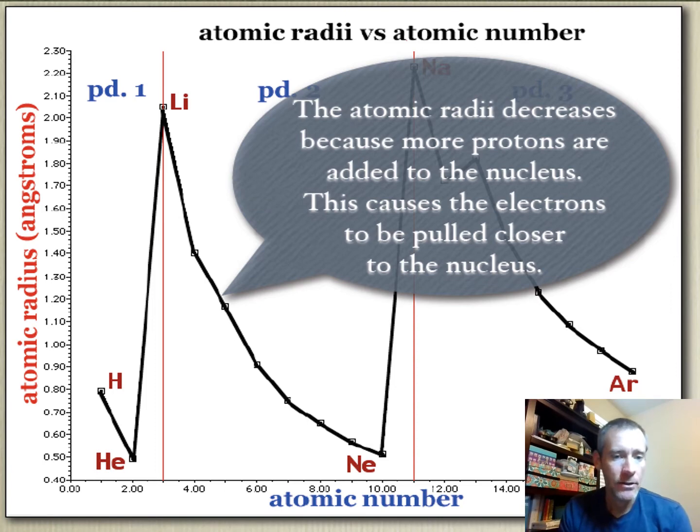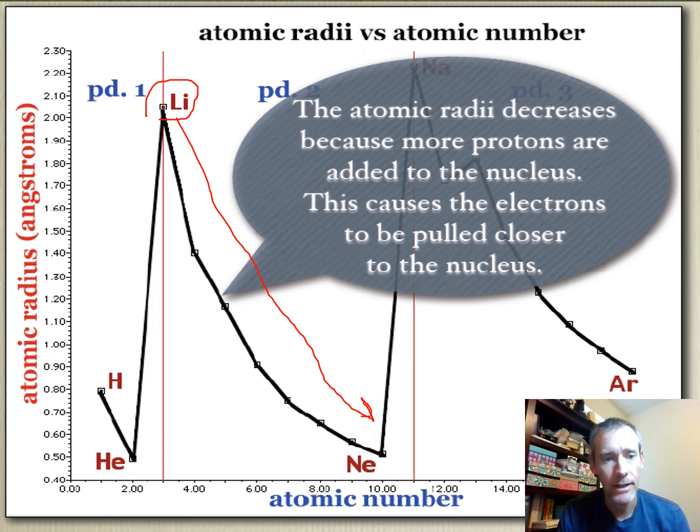All right, atomic radii versus atomic number. You can see here also, as you go across from lithium to neon, lithium is here, going across, the radius is getting smaller. But you look at lithium and sodium, it's getting bigger. Okay, going down.